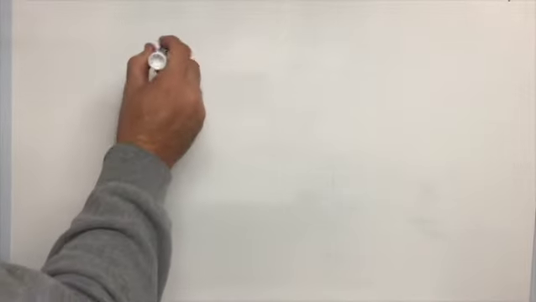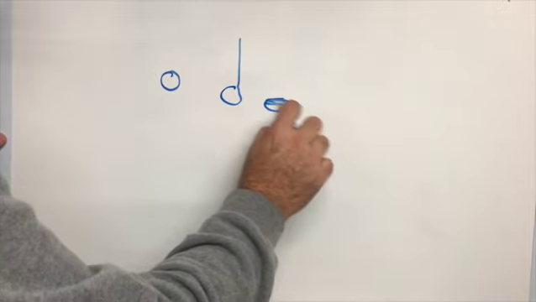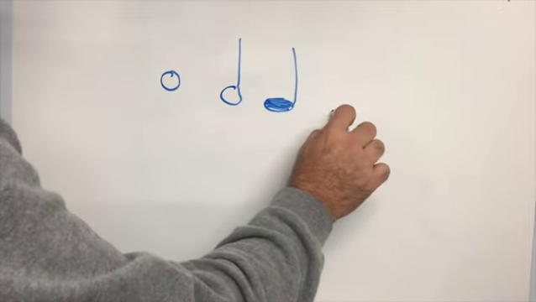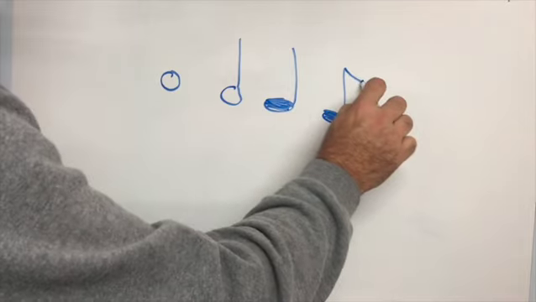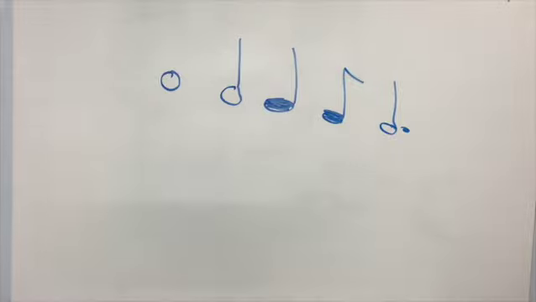Okay. Let's try this. So we have this note. Okay. 30 seconds to work out the values of the notes. That was a quick 30 seconds, more like 10.